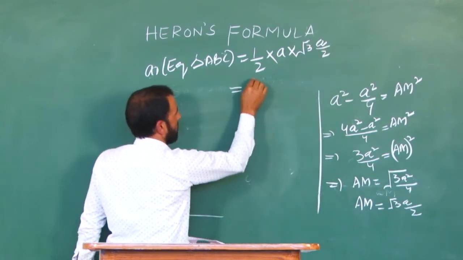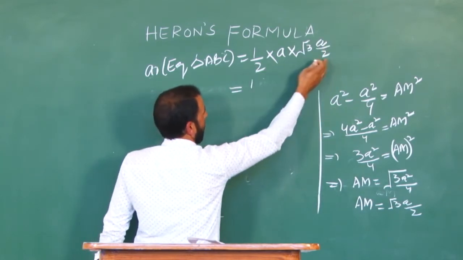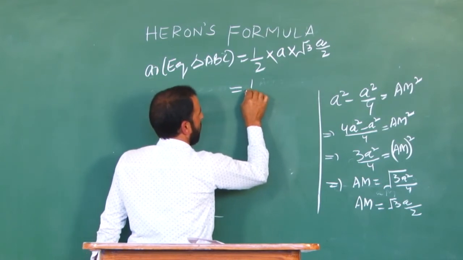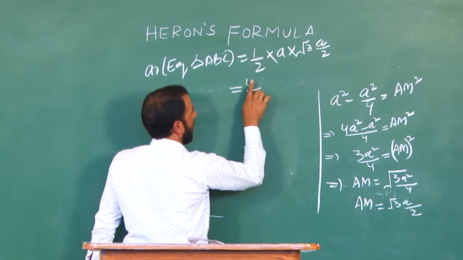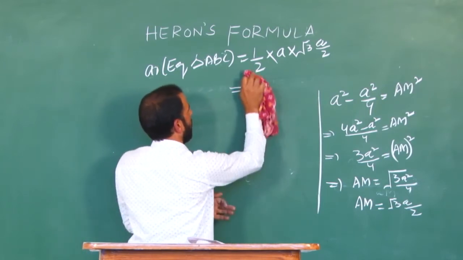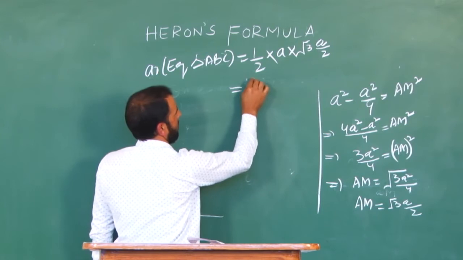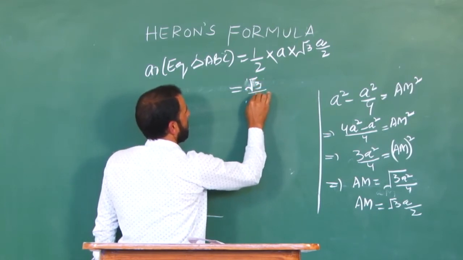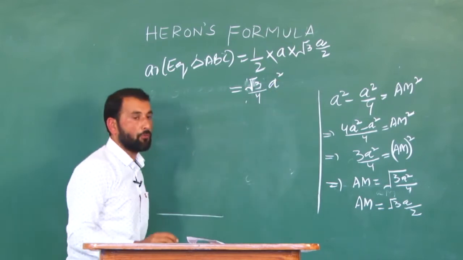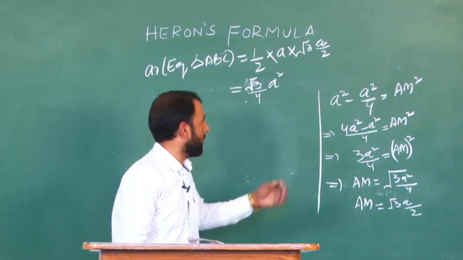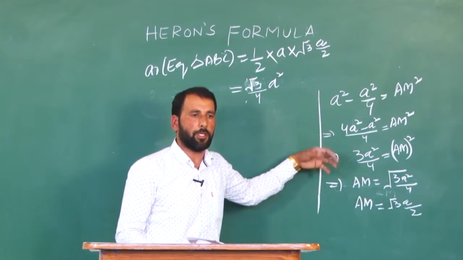After simplifying, we can write it as 1 by 2 into 2 is 1 divided by 4, so we can write square root 3 divided by 4 into side square, that is square root 3 divided by 4 into a square, is the area of an equilateral triangle when its base and altitude are given.